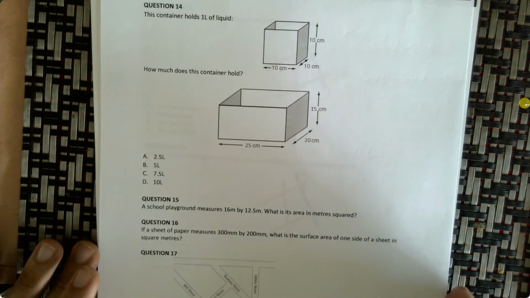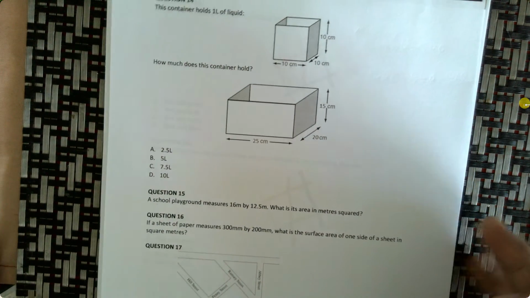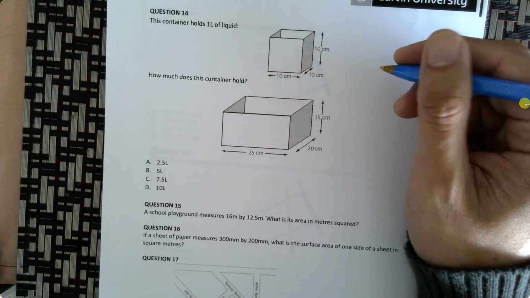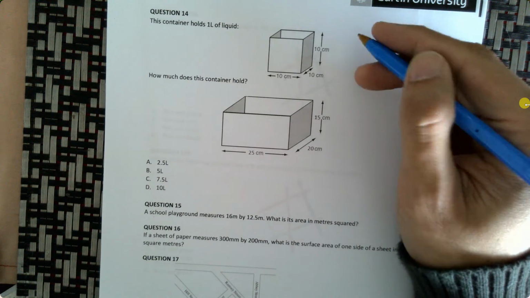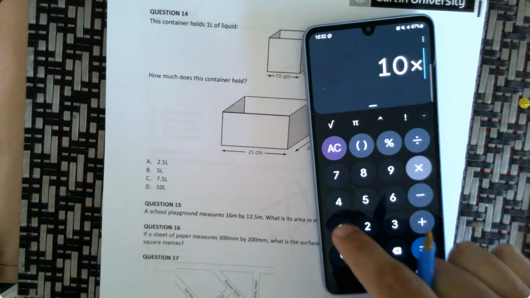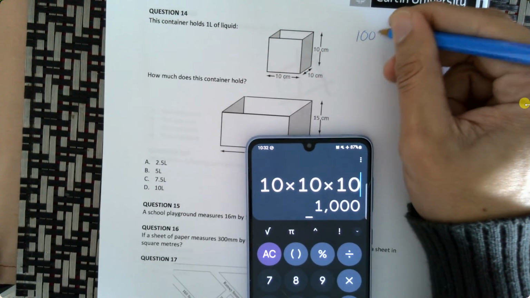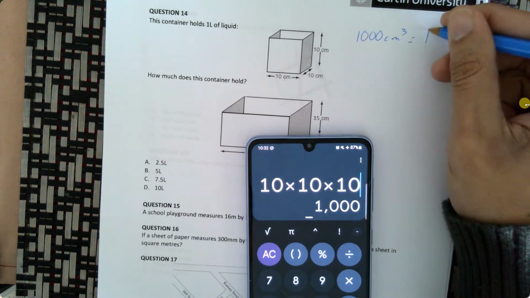Alright, this one. This one's a bit of a funny one. I'll show you the simple way, and I'll show you the normalish way, and I'll show you a more advanced way next. Okay, so it says 10 times 10 times 10 will give us 1 litre, because we should know 10 times 10 times 10 gives us 1,000 cubic centimeters, and that equals 1 litre.